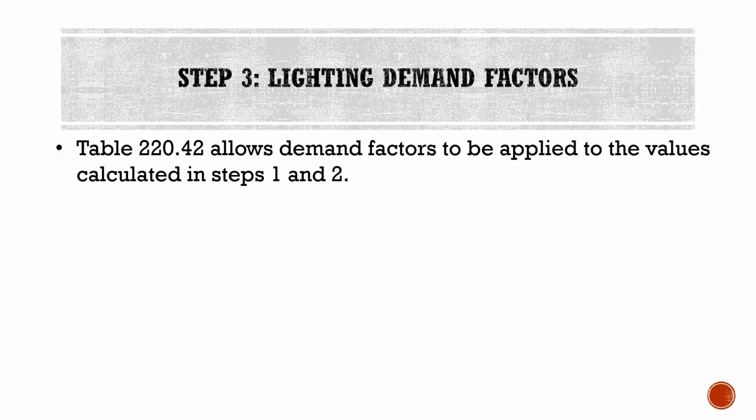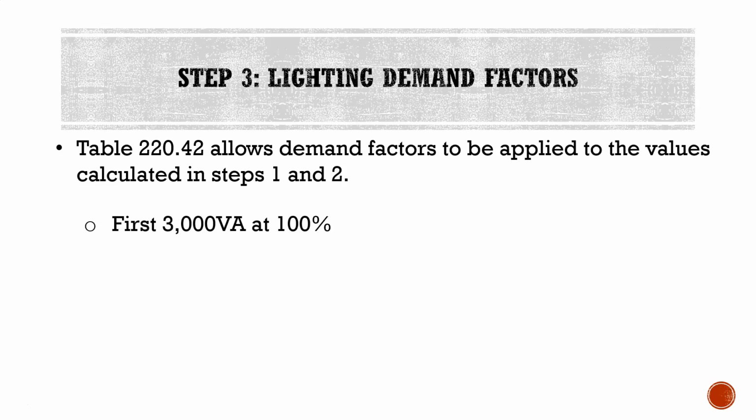And that's always going to be the same for step number 2 anytime you're doing a dwelling calculation. If you're doing the entire calculation and walking through it like this, step number 2 will always be 4,500 volt amps. Now for step number 3, our lighting demand factors. Table 220.42 allows demand factors to be applied to the values calculated in steps 1 and 2. So in other words, for the 7,500 volt amps we calculated in step 1 and the 4,500 volt amps we calculated in step 2, we can apply a demand factor to those to reduce those numbers to a smaller one.